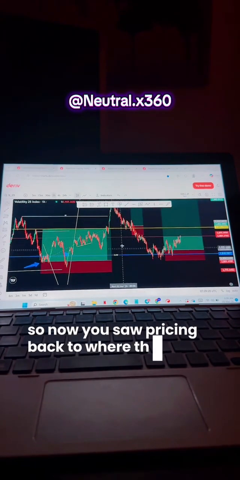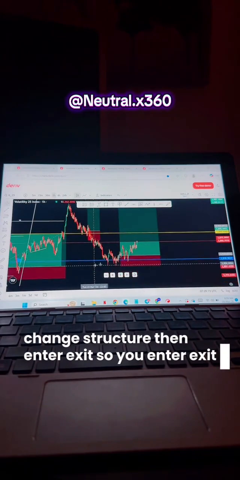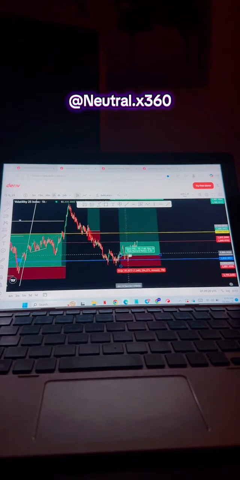So now we saw price came back to the close area of this price. Price came back, changed structure, like you see where it changed character from. It changed structure, then we entered our trade. You see where I entered our trade. I entered from here, guys. So from March 6 I entered the trade. Now we are currently in profit.